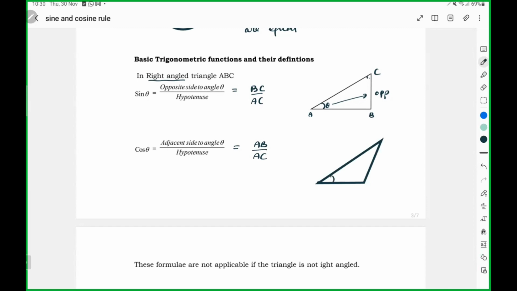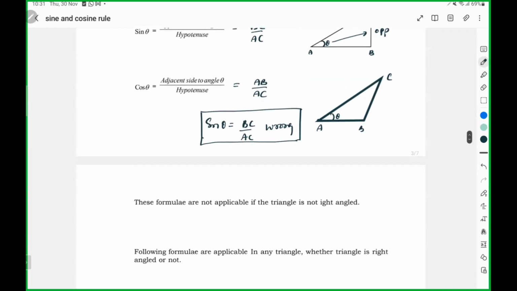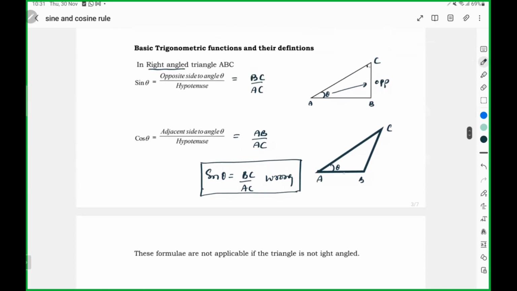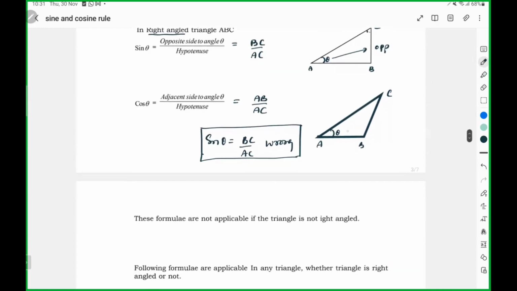But this formula, if you take other than a right angle triangle, if I write sine theta as BC by AC, it is wrong. I cannot write like this. First of all, hypotenuse is not defined in an arbitrary triangle. So our major intention in this video is, for any triangle, this definition, opposite by hypotenuse, is wrong. For all other triangles, how to find sine and cosine of angles.